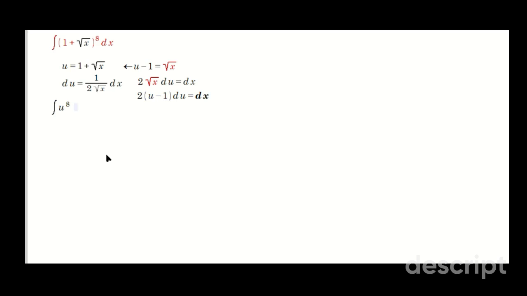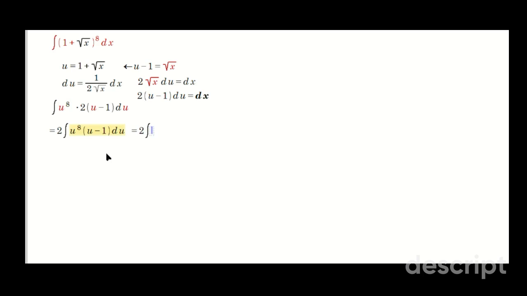So replace it in the integral. You're going to have 2 times (u minus 1) du. Notice that now this is a u, this is a u, and what? This is a u. Everything is a u now. That's good. Okay, so the 2's constant go out. So 2 antiderivative of u to the 8th multiplying (u minus 1) du.